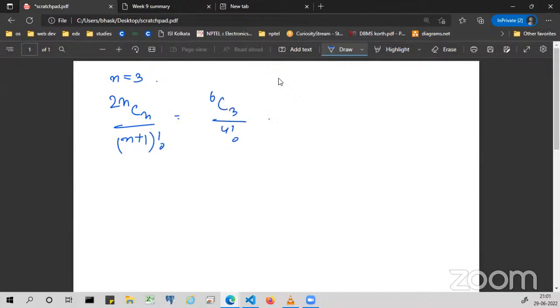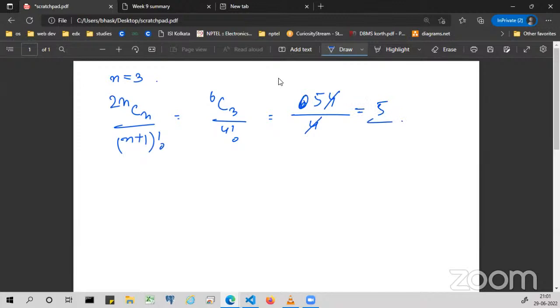Let me just briefly check that. Let's say n equals 3. I put it in the value. What was the formula? (2n choose n) divided by (n plus 1). What is the value? It's 6 choose 3 divided by 4, correct? So it's basically 6 times 5 times 4 over 3 factorial, divided by 4, which equals 5.